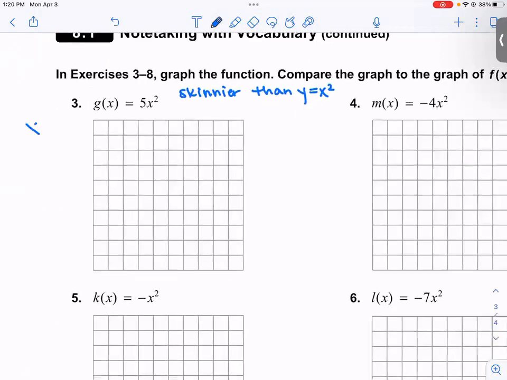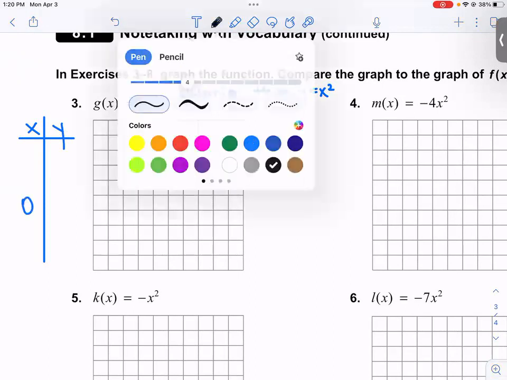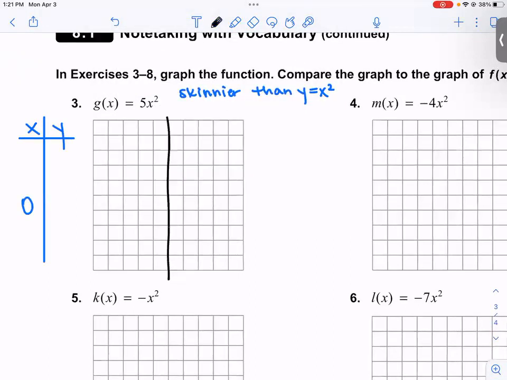So that's what we're going to do. Since we are only changing the coefficient of x squared, I know that our vertex is going to be at 0. Okay. So I'm going to draw my X and Y axis here. What happens when we plug in 0? Okay, we get 0.